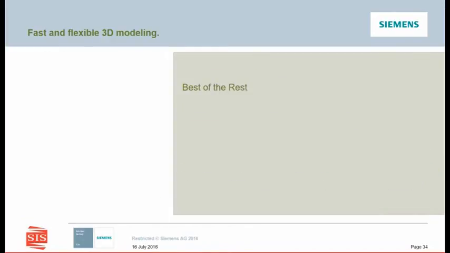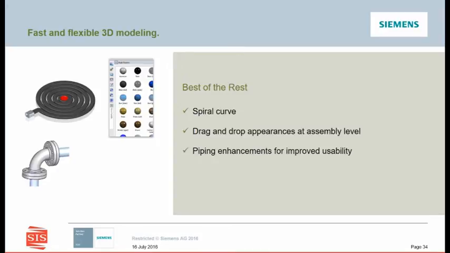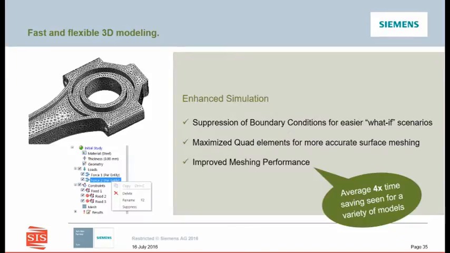You know, that was only a selection of what's new in Solid Edge ST9 modeling capabilities. Here are some other great modeling enhancements. Spiral curve, drag and drop appearances even at the assembly level with improved previews. Ever important in assisting design work, simulation has also been enhanced in ST9. Meshing performance has improved with initial studies showing a 4x time saving. Boundary conditions can now be suppressed for easier what-if scenarios.